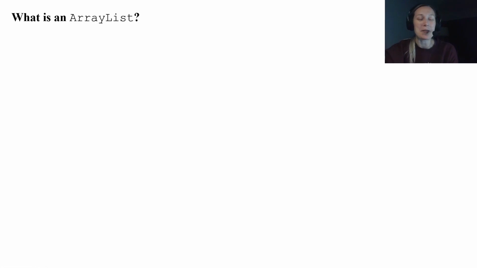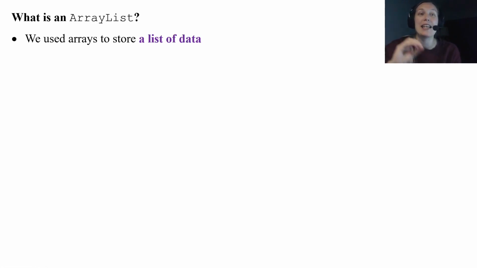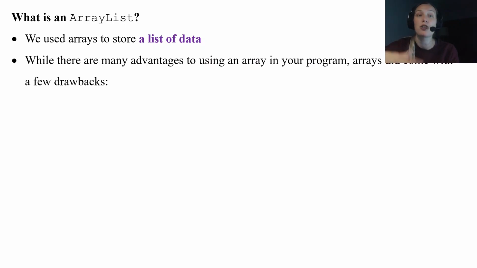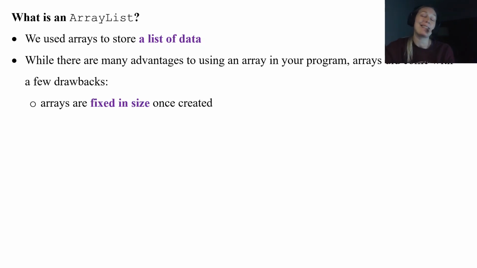So obviously the first question we have to answer here is what exactly is an ArrayList? We know we use arrays to store a list of data, right? That was our entire last unit. While we were able to do a lot with arrays, they did come with some drawbacks, specifically two big drawbacks. One is that they are fixed in size. When we created it, we had to specify a size and we could not change that size. If we did want to change the size, we had to create a whole new array, copy everything over, shift elements. It was kind of a big mess if we wanted to resize it somehow. So that was one drawback.